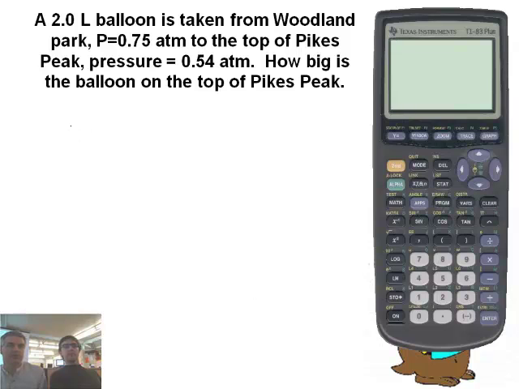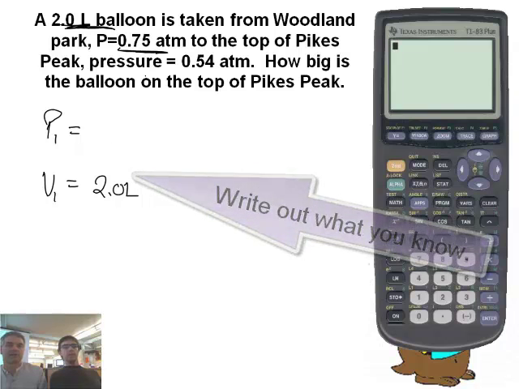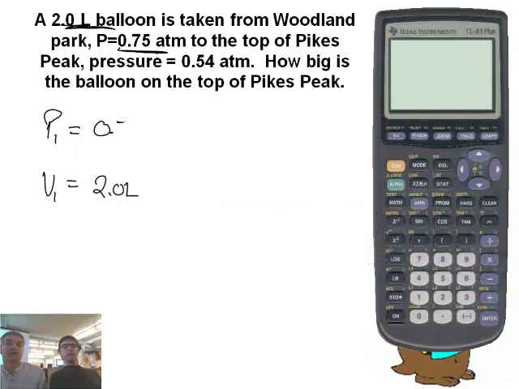All right, so what I want you to do is write P1 and then V1. So let's determine what these are. We have a 2-liter balloon. 2 liters is a volume, and that's its initial volume. So we're given 2 liters down in Woodland Park. In Woodland Park, pressure is 0.75 atmospheres, which is about right where we live. Yep, pretty close. It depends on the day. I'm just writing down what I know. And then there's going to be a P2 and a V2.